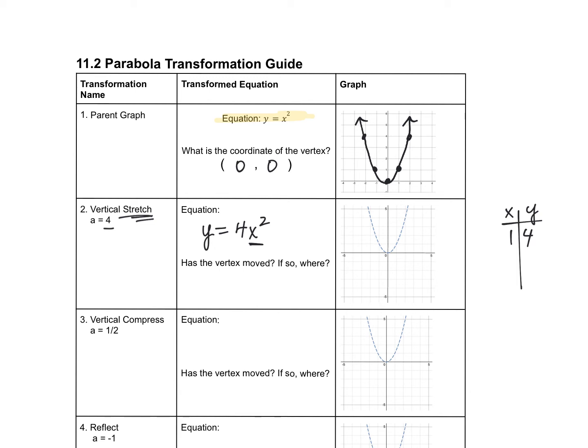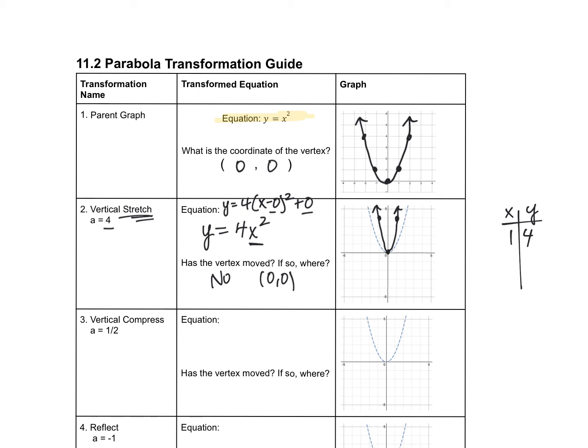So I'm going to do 1 comma 4. So negative 1 is going to be the same thing. If I plug in a 0, it's still 0. So here's what that graph would look like. That's a vertical stretch. All right, so has the vertex moved? Nope, it's still 0, 0. And if you wanted to write this in vertex form, it'd be like this. Y equals 4, it's really like an x minus 0 squared plus 0. So I can still write it in vertex form to get those coordinates of 0, 0.